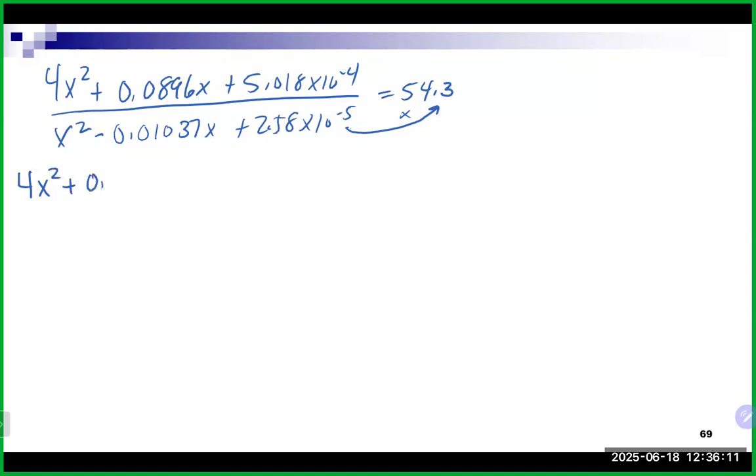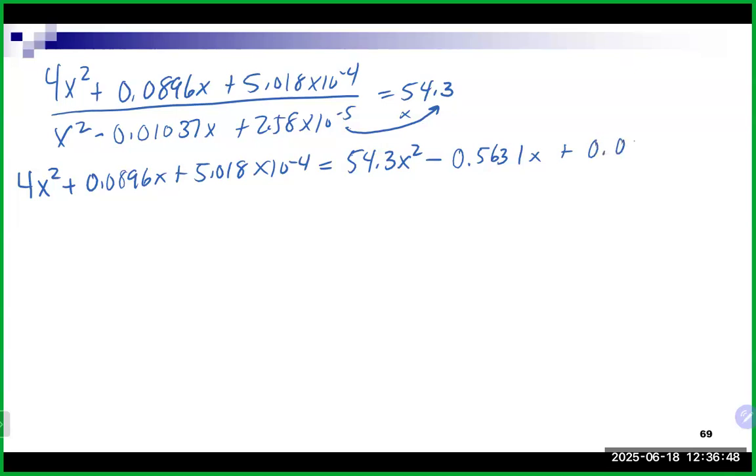4x squared plus 0.0896x plus 5.018 times 10 to the minus 4 equals 54.3x squared minus 0.01037 times 54.3, 0.5631x, and 2.58 times 10 to the minus 5 times 54.3, 0.001401, we'll call it. We now need to combine everybody to one side.